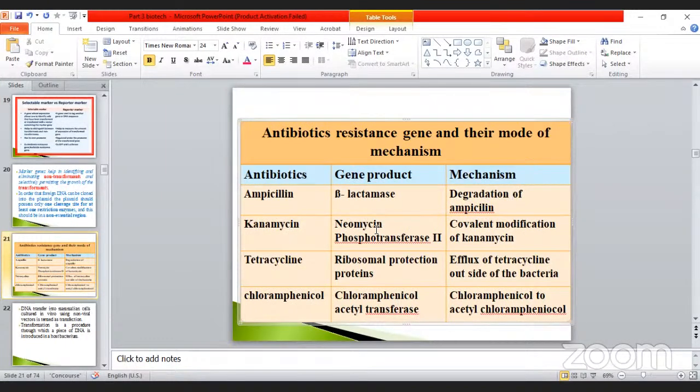Kanamycin. The gene product is neomycin phosphotransferase 2.